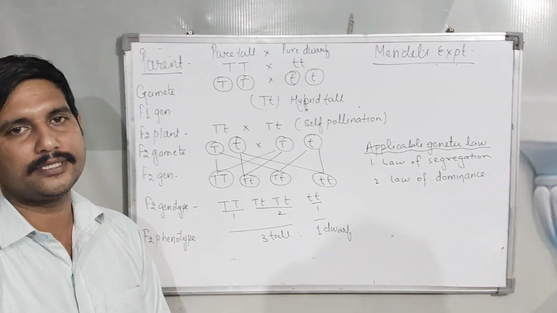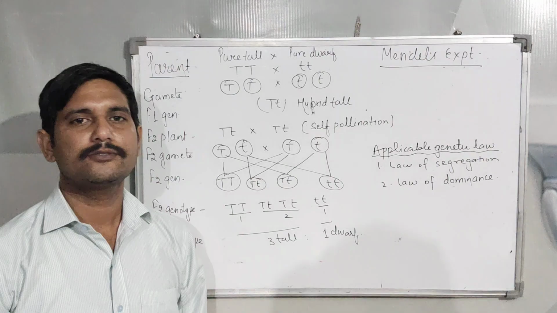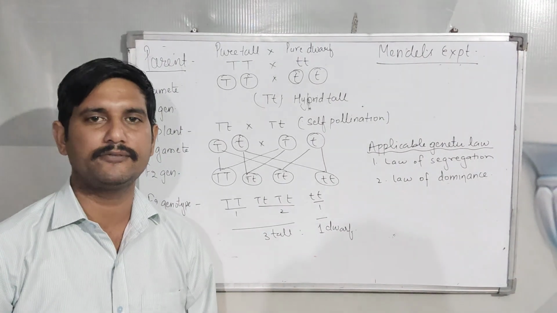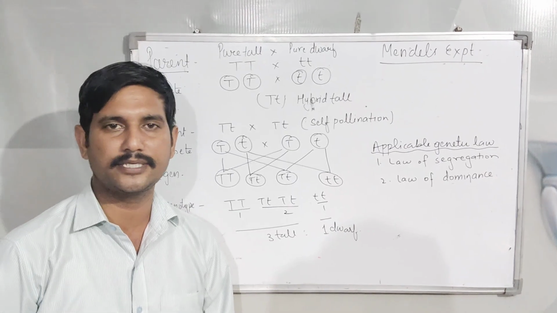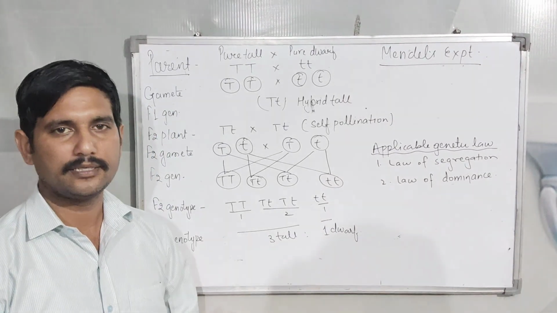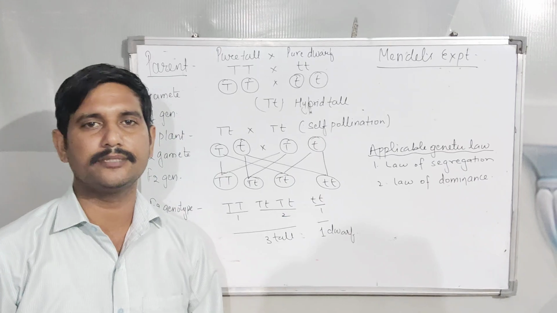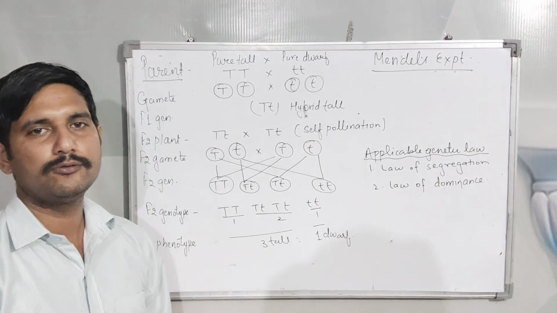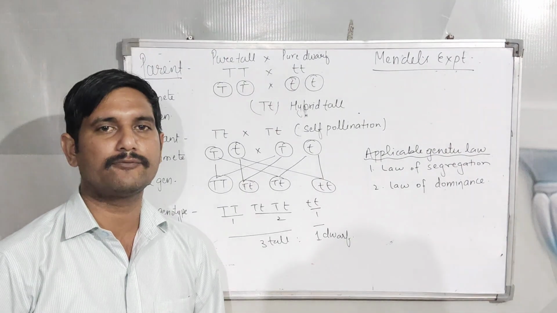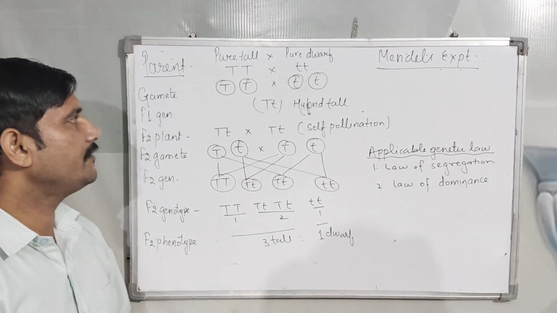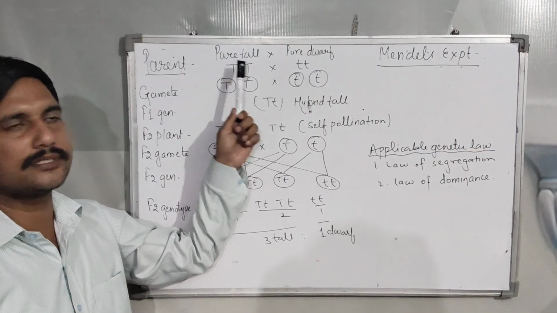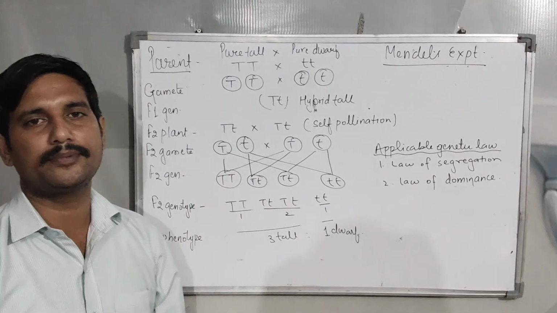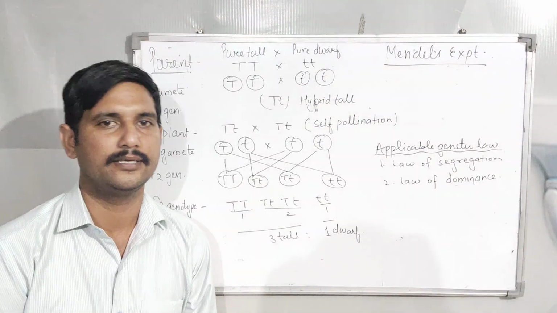So today I am going to teach about the Mendel experiment. Mendel was the father of genetics and he did artificial hybridization using Pisum sativum plants. In this lecture, I am going to teach about his monohybrid cross. In the monohybrid cross, he selected one pair of contrasting traits, pure talls and pure dwarfs, and their genotypes are capital T and small t respectively.